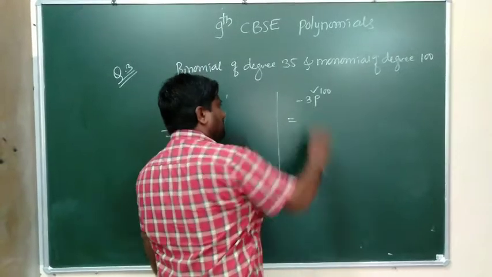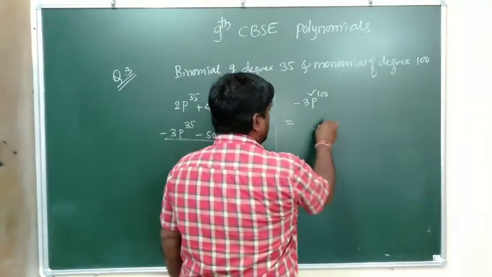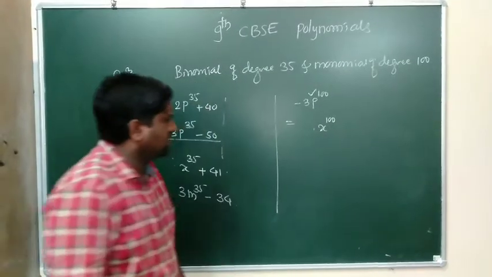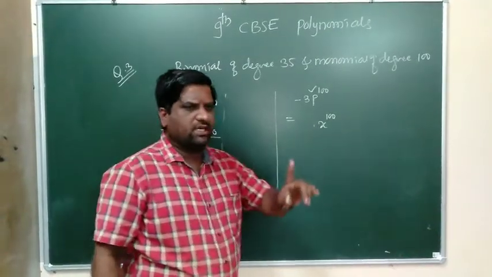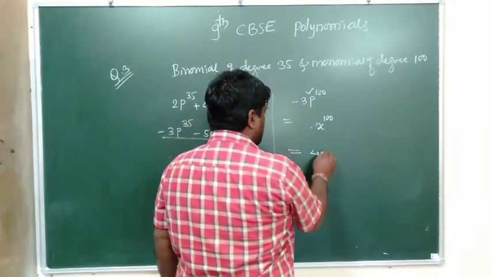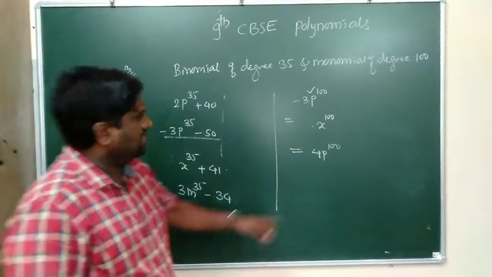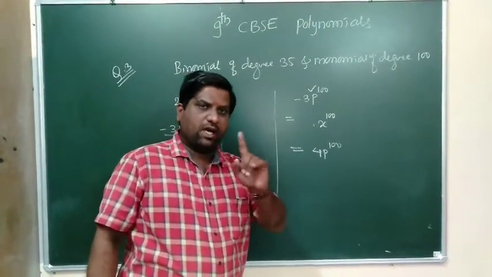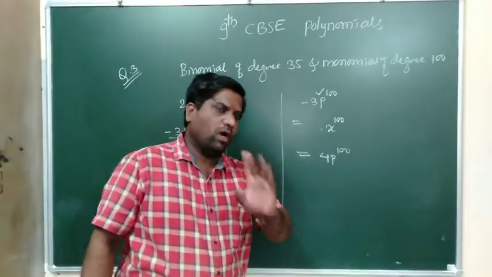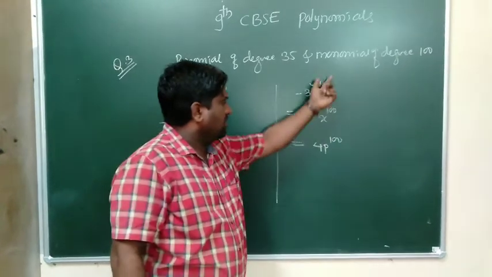In this case, I have taken the variable as p. You can simply write it as x^100. Even this is acceptable because it contains only one non-zero term. If you go with the coefficient, all you need to write is power 100 and it should contain only one term. So in that case it becomes a monomial.